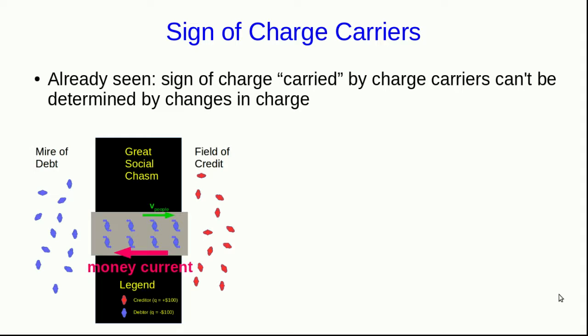We've already seen earlier in the course that the sign of the charge carried by charge carriers can't be determined by changes in the amount of charge in places. So I originally introduced this through the parable of the debtors and creditors, where we noticed that the money current, when debtors were crossing the bridge, was in the opposite direction to the direction that the people were moving. Or in other words, we can't tell, just by looking at the flow of money, whether there are debtors crossing to the right or creditors crossing to the left.